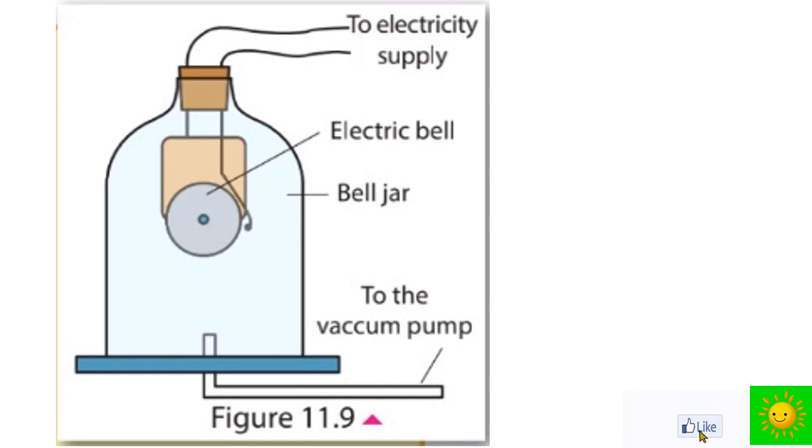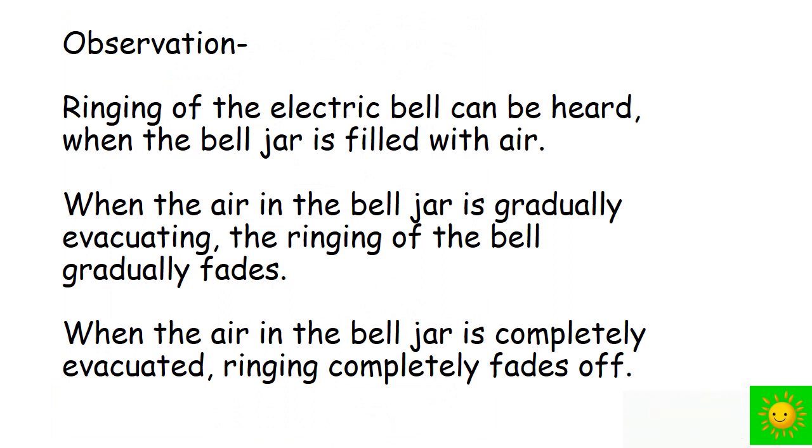First switch on the electric bell and record your observation. Then switch on the electric bell again while evacuating the air in the bell jar using the vacuum pump, and record your observation. Finally, switch on the electric bell again when the bell jar is completely evacuated. Record your observation. Ringing of the electric bell can be heard when the bell jar is filled with air.